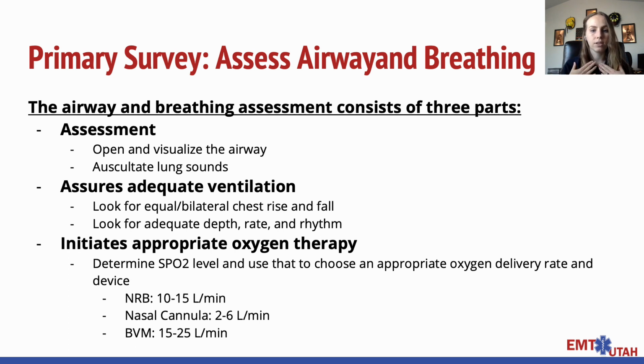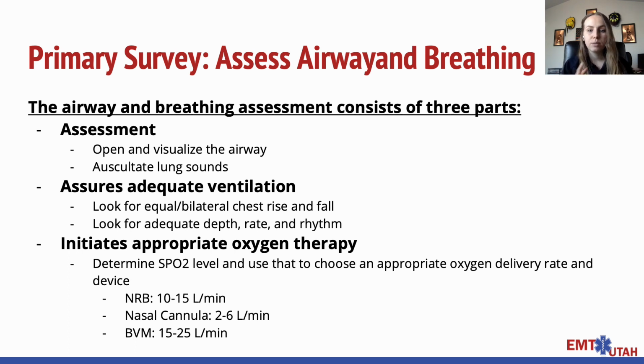Next, we're going to assure adequate ventilation, and this just means we're looking for equal and bilateral chest rise and fall. So that means both sides are rising and falling appropriately at the same time and equally. We're also going to look for adequate depth, rate, and rhythm of those breaths. Now, if any of these things are not correct, if they're breathing too shallow or too fast or too slow, we're going to want to do something to intervene, and those will be things that you learn as you go through the course.